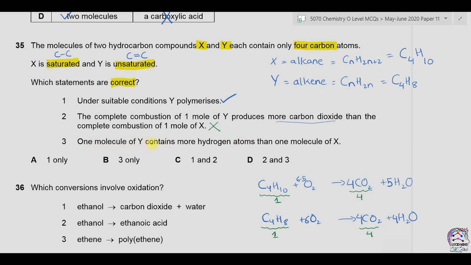3. One molecule of Y contains 1 more hydrogen atom than one molecule of X. In Y we have 2 fewer hydrogen atoms as compared to X, so therefore 3 is also incorrect. So only statement 1 is correct, so therefore the answer is A.